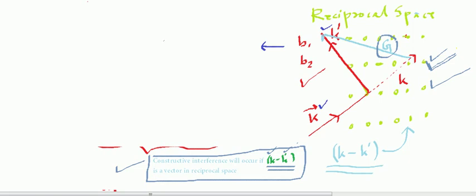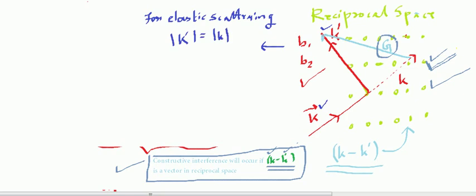So if I assume that this scattering of X-ray is elastic, by elastic I mean there has been no change in the magnitude of k, then I can write for elastic scattering. So for elastic scattering, what do we have at hand? It says that the magnitude of the k dash vector is the same as the magnitude of the incoming k vector. So this is the relation that is satisfied for elastic scattering.